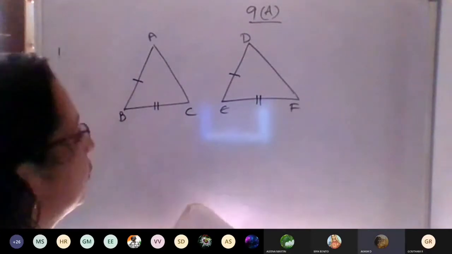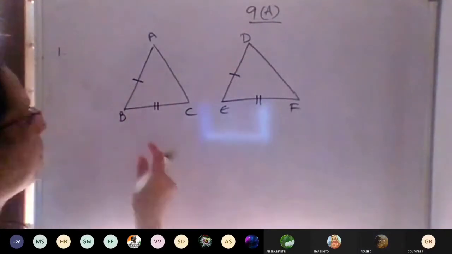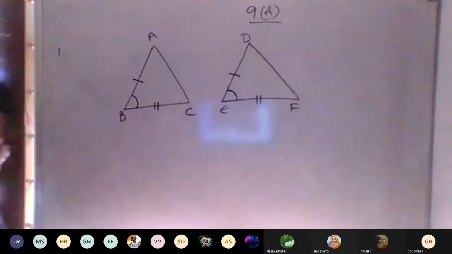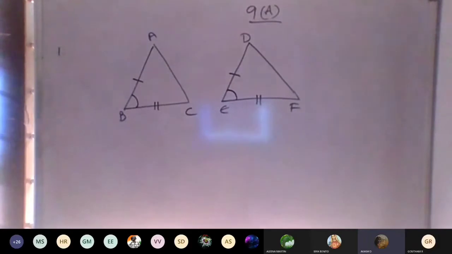And angle B is equal to angle E. From this figure, it is very clear, no? SAS. So that's why I told you to draw the figure. A simple figure is enough. By looking at the textbook it will be confusing.